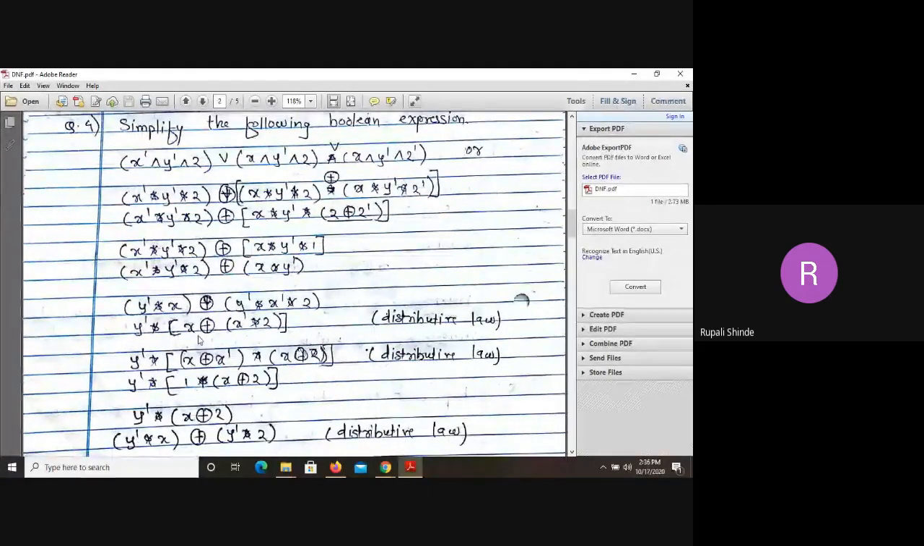And now we have to apply distributive law. So y's complement star, here we can apply distributive law because we have to apply this XOR operation over this bracket. So how we can write it? X XOR x complement star x XOR z. So this is a distributive law.